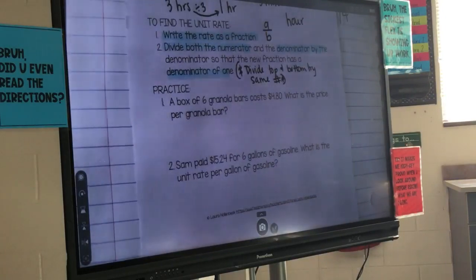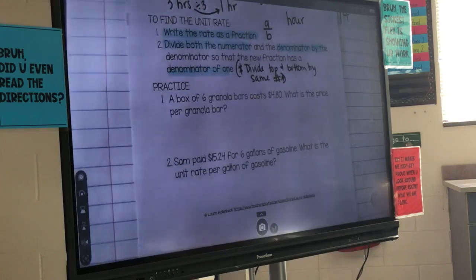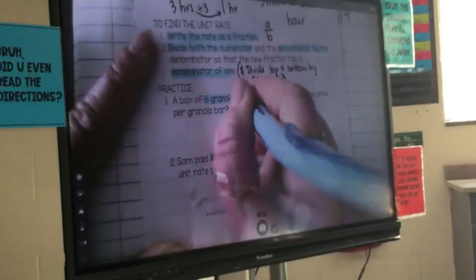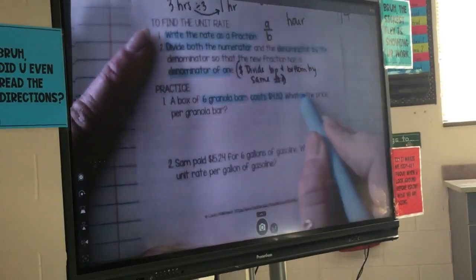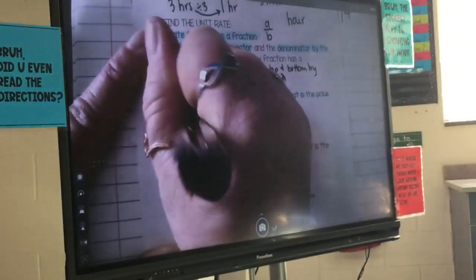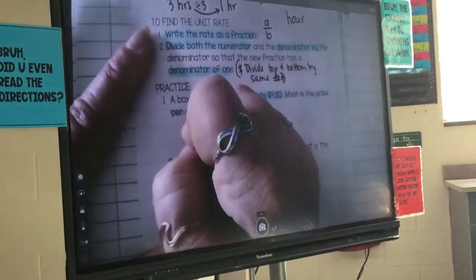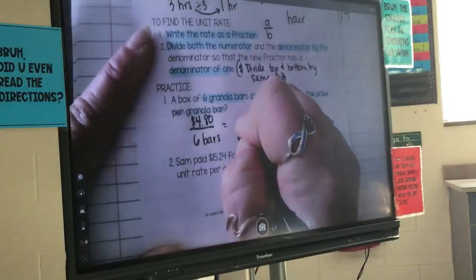So this question says, a box of 6 granola bars costs $4.80. What is the price per granola bar? So we know that we have 6 granola bars and it costs $4.80. We are looking for what is the price per granola bar. So when I set this up, I'm going to do $4.80 on top. I'm going to do 6 bars on the bottom. I want to find out how much it costs per 1 bar.